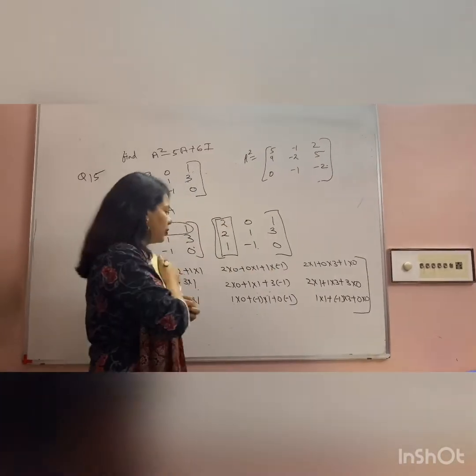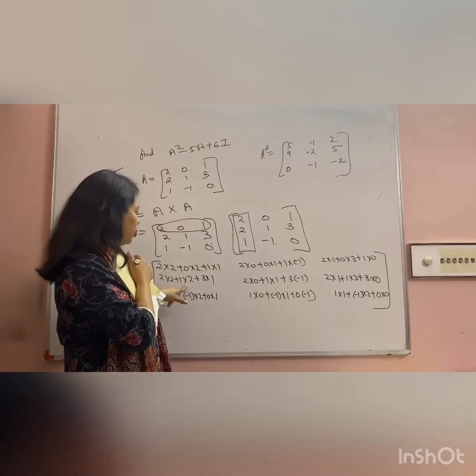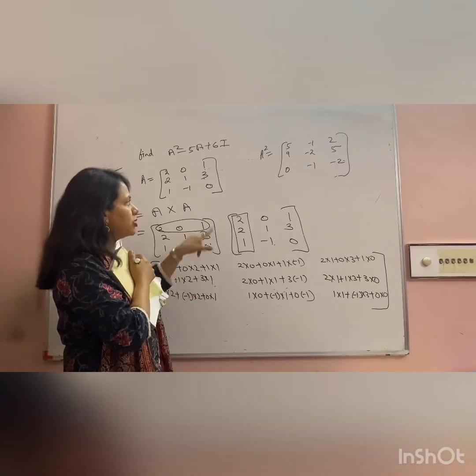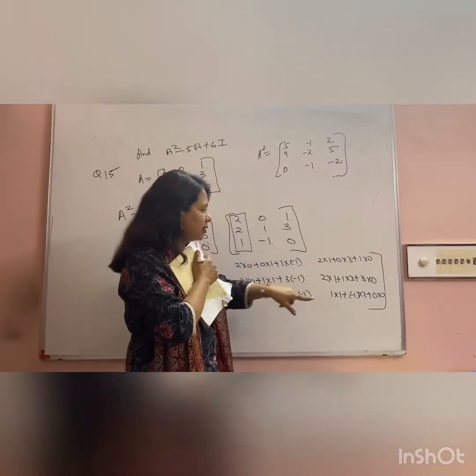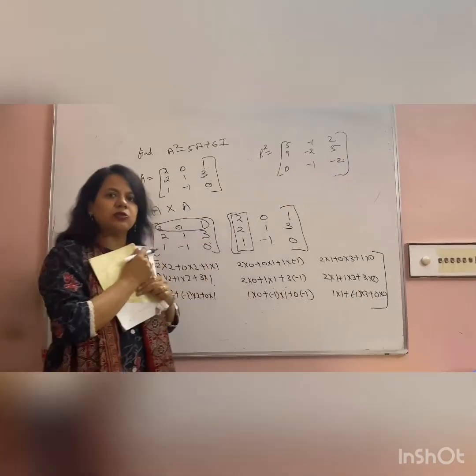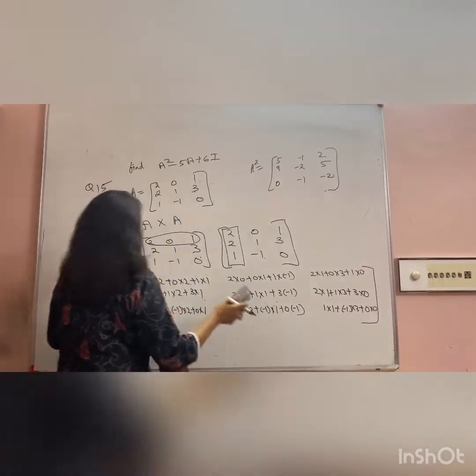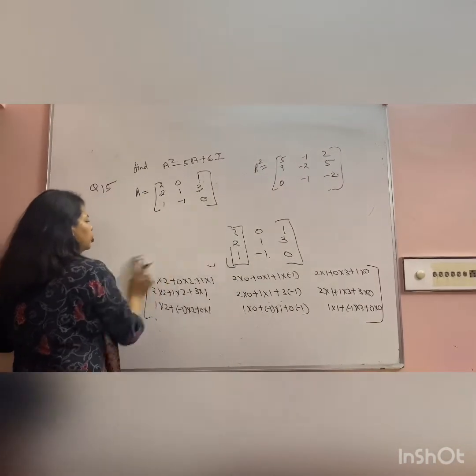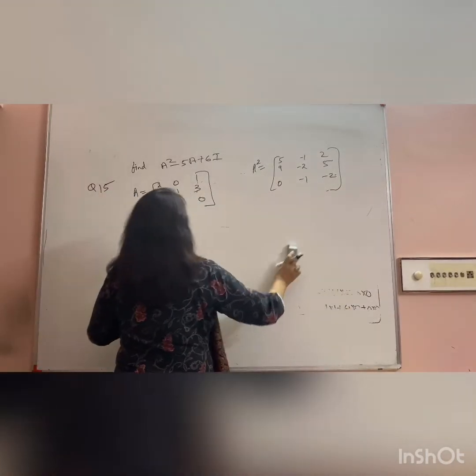You can check your calculations over here. This is 2 into 2, 4, plus 6 plus 3. So I've got 9 here. This is minus 1, and here this is 1 minus 3, so that gives me minus 2. So that is A square that I have performed, but that's not the question. I need to do A square minus 5A plus 6I.